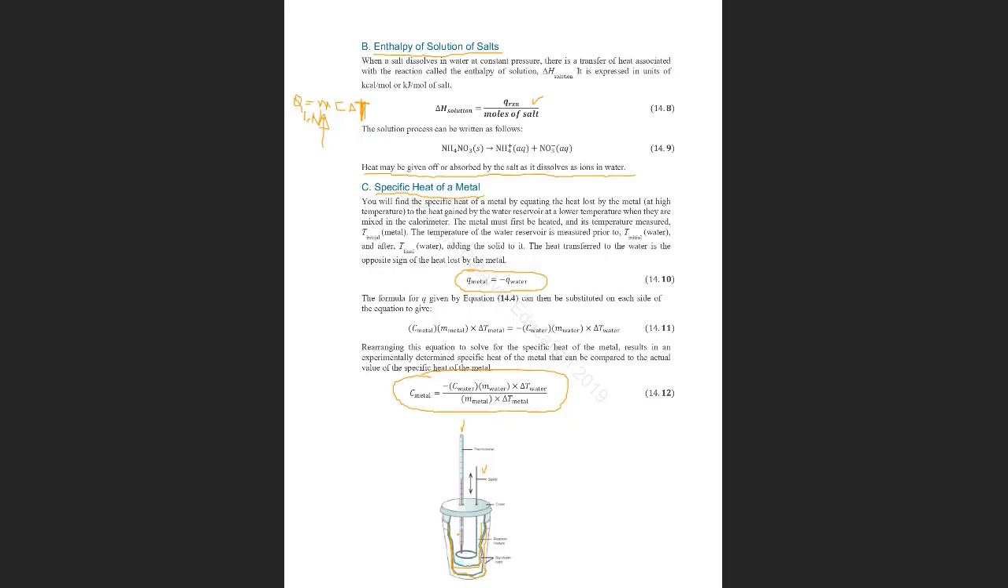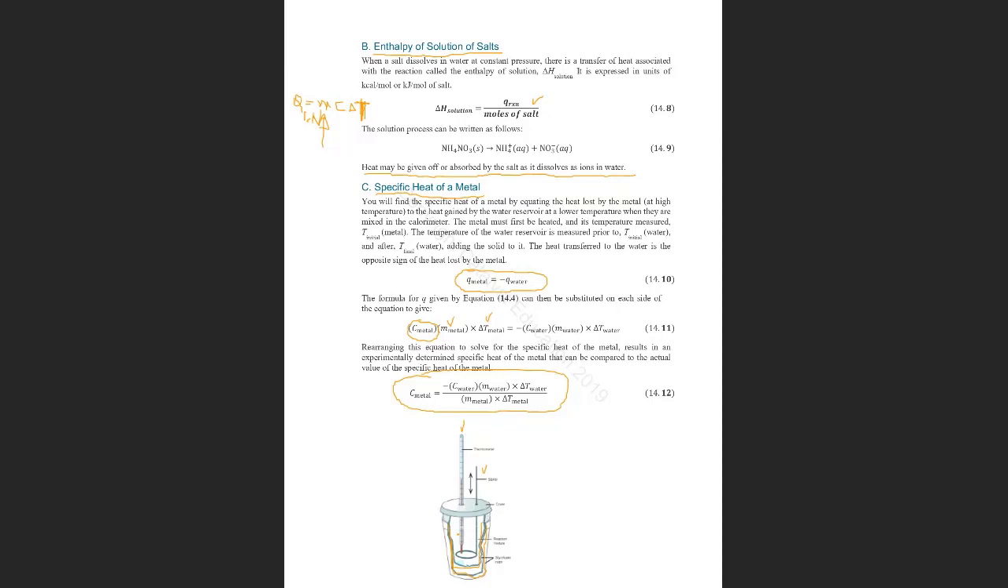Once we know that, we write the equations. What is the heat of the metal? We always use the same equation: C times M times delta T. The delta T of the metal, we know. We know the final temperature at equilibrium, we know the initial temperature of the metal. Mass of the metal, we know. And we know the specific heat of the metal: how much heat I need to raise the temperature of one gram of metal by 1 degree Celsius.